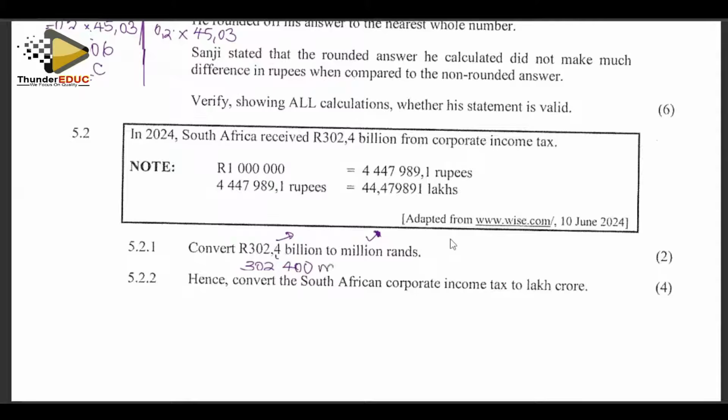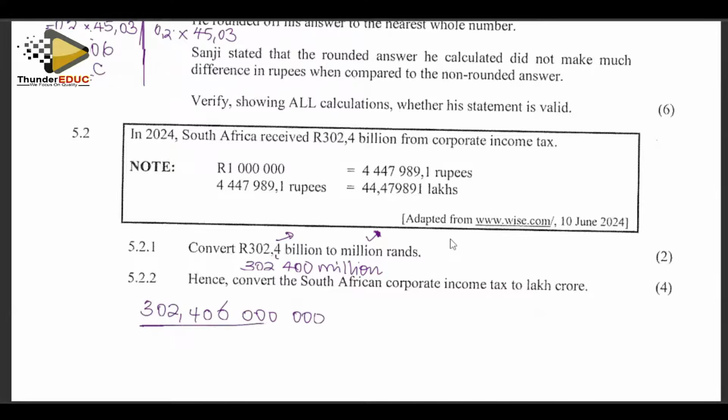But don't forget, these are what? Millions. The easiest way to understand this, you would say, change it to billions, which is 302.4. Since it's supposed to have 9 zeros, and there's a comma here, that means it should have 8. But these are billions. We want them to become millions.